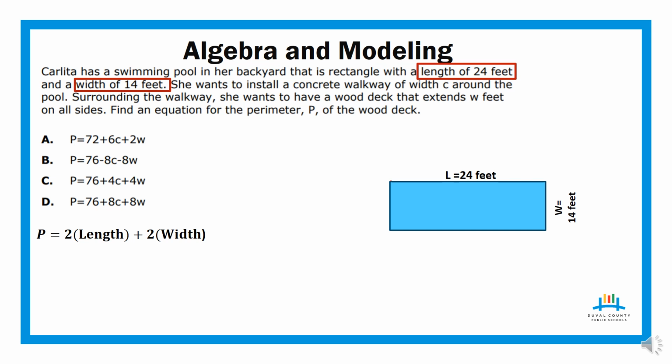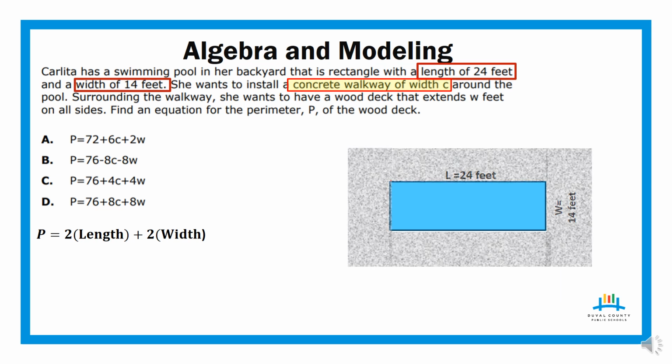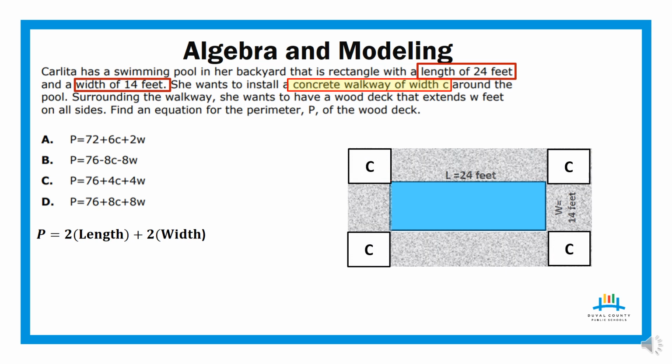All right, now let's see. She's going to put a walkway of width C around this pool. So here it comes. So now let's find our perimeter with the concrete. When we do this, we have to be careful because our length is now going to be the original length plus these two C's, times 2 because there's a top and a bottom to the pool.